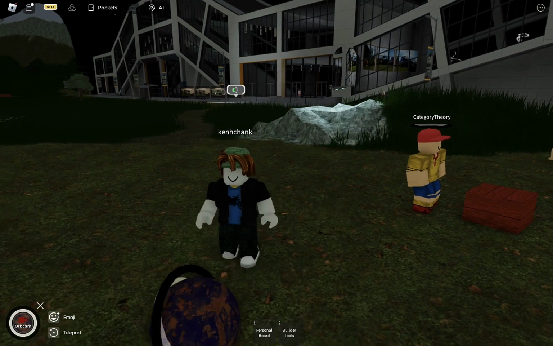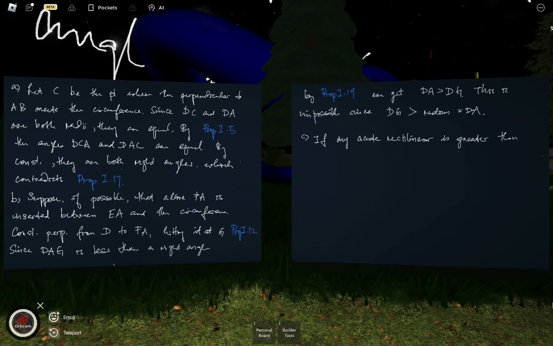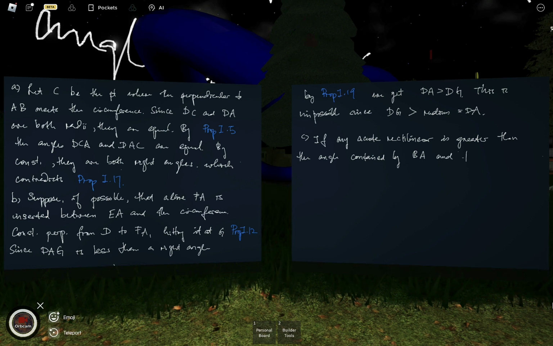Okay, let me realign the orb. I think I walked away. All right. It's greater than the angle contained by BA and, I guess, the circumference.